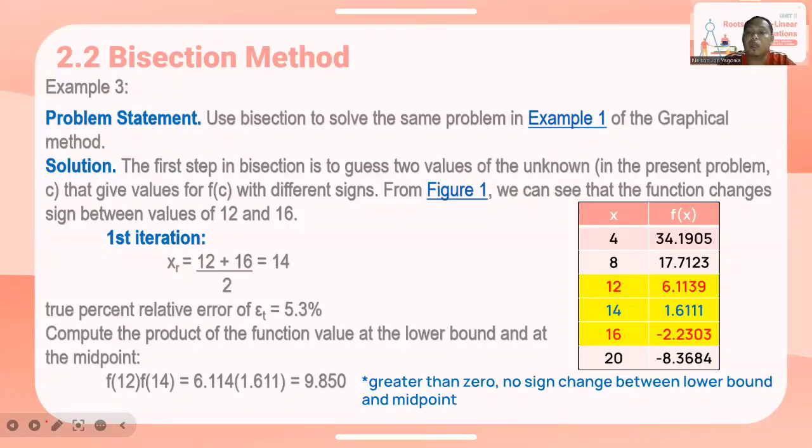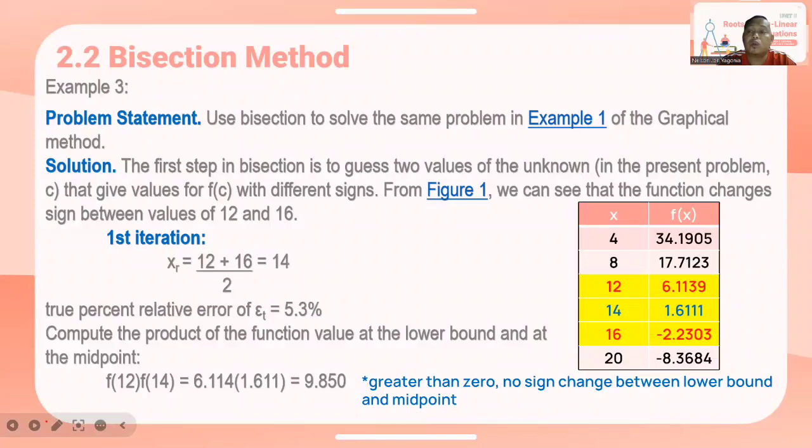So from figure 1, we can see that the function changes sign between values of 12 and 16. So x sub L is now 12 and x sub U is 16. In our first iteration, we get x sub r equal to 12 plus 16 divided by 2, which is equal to 14. The true percent relative error, or E sub T, is equal to 5.3%.